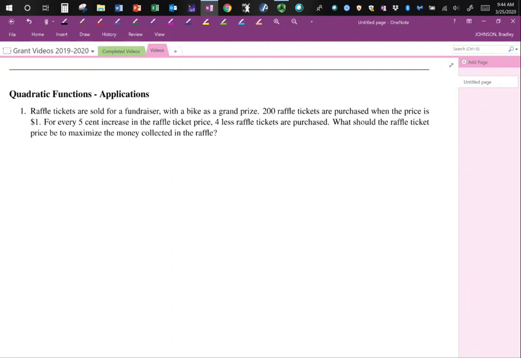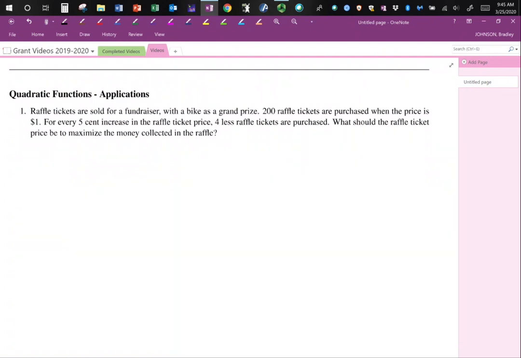So raffle tickets are sold for a fundraiser with a bike as a grand prize. 200 raffle tickets are purchased when the price is $1. For every 5-cent increase in the raffle ticket price, 4 less raffle tickets are purchased. What should the raffle ticket price be to maximize the money collected in the raffle?